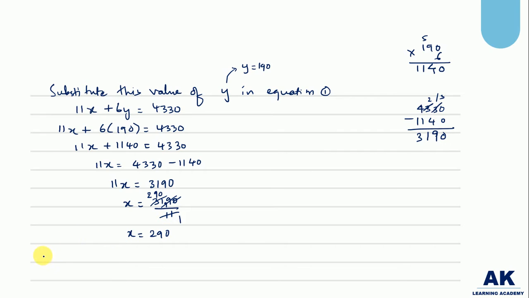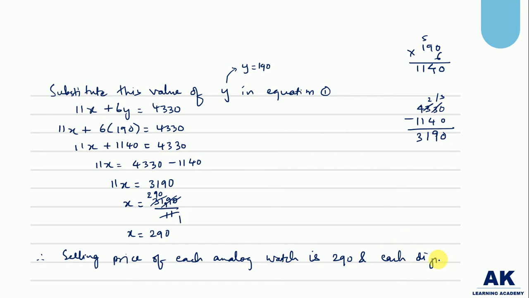Therefore, the selling price of each analog watch is 290, and the selling price of each digital watch is 190.